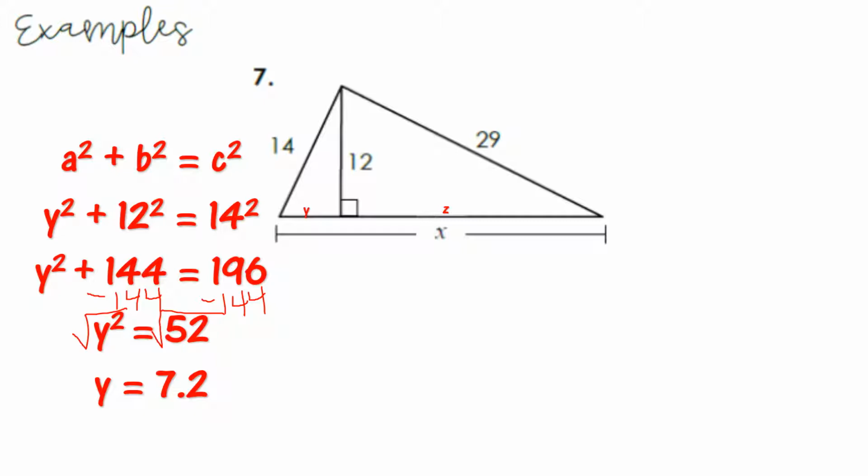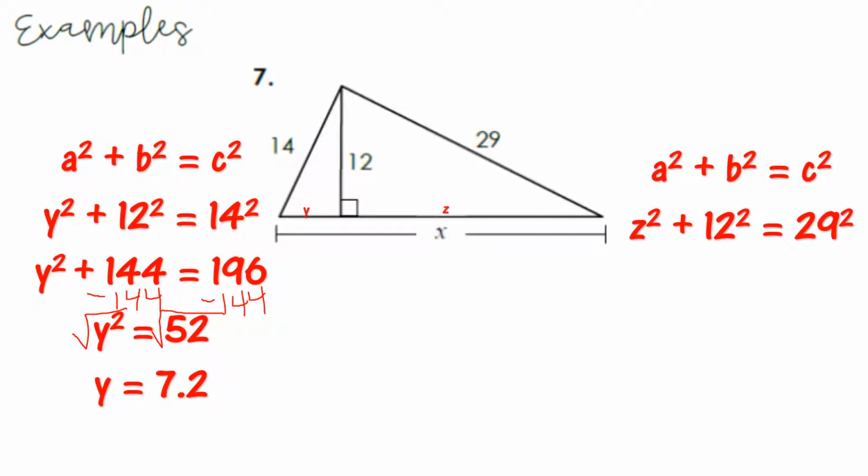Then I'm going to go to the other side and find z. So again, I use my formula, a squared plus b squared equals c squared, which in this case would be z squared plus 12 squared equals 29 squared, which is z squared plus 144 is equal to 841.